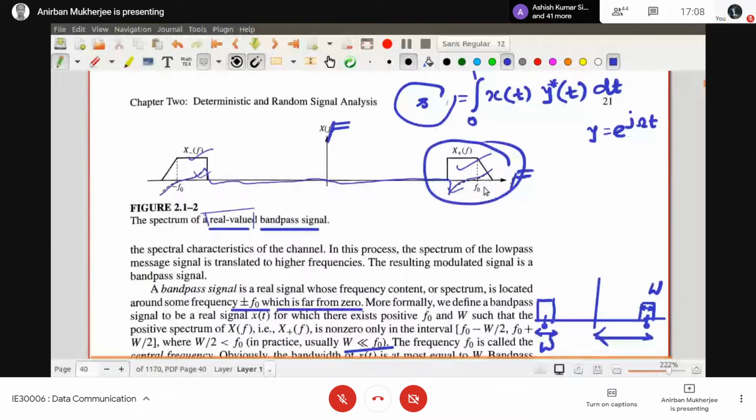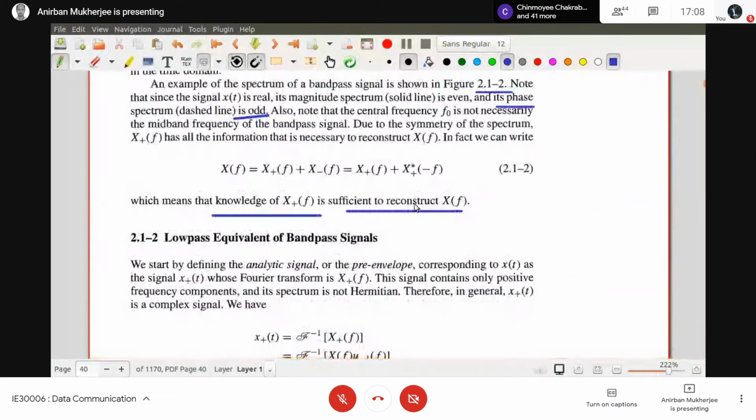So this is an odd function. The spectrum, I mean the phase spectrum, is an odd function. Now we will talk about the band pass signal, which we have understood. First of all, it is a real value band pass signal, and we would like to see what is the low pass equivalent of this band pass signal.